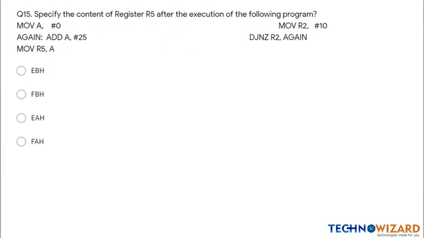Question number 15, very important question. This question belongs to the 8051 microcontroller. First, we have MOV A, #0. Therefore, A will contain 0 here. Then MOV R2, #10. R2 will be 10.